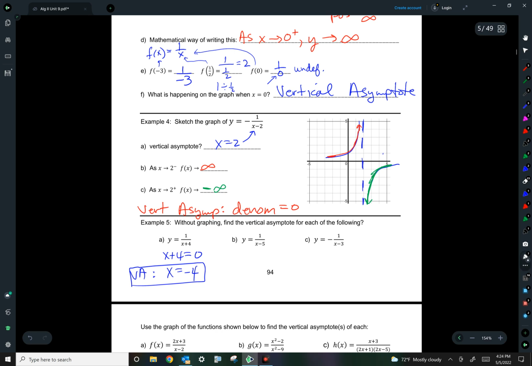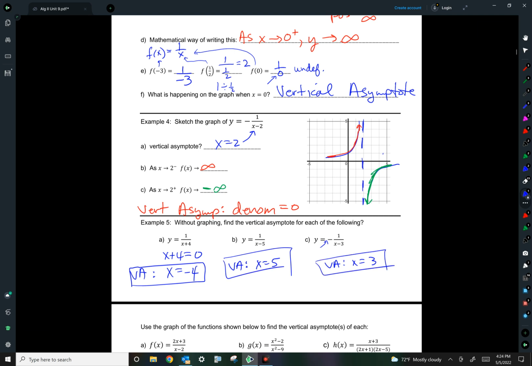Well, look at letter B. What value of x would make that denominator equal 0? Wouldn't you have a vertical asymptote when x equals 5? Because that would make the denominator be 0. For letter C, what would make that denominator be 0? If x equals 3. Notice that negative out in front has nothing to do with whether or not the denominator is 0. Okay, so vertical asymptotes are easy to find. You just set the denominator equal to 0. See what makes the denominator equal 0.